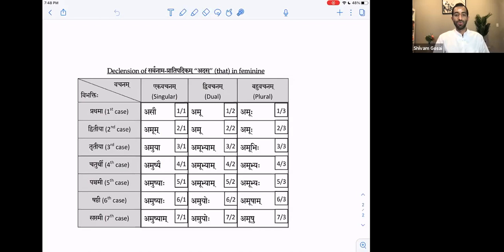Amushyaha, amubhyam, amubhyaha. 6 case. Amushyaha, amuyoho, amusham. 7th case. Amushyam, amuyoho, amushu.